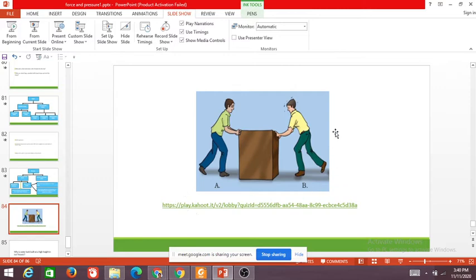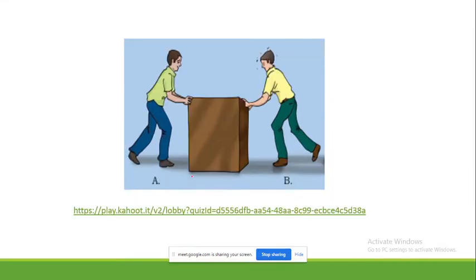So look at this figure. There is a person A, there is a person B, and they are trying to push a box. Note that person A is standing on the left side. This is left. So just note down in your notebook, left is person A, and he is pushing the box towards the right. So on the right, person B.